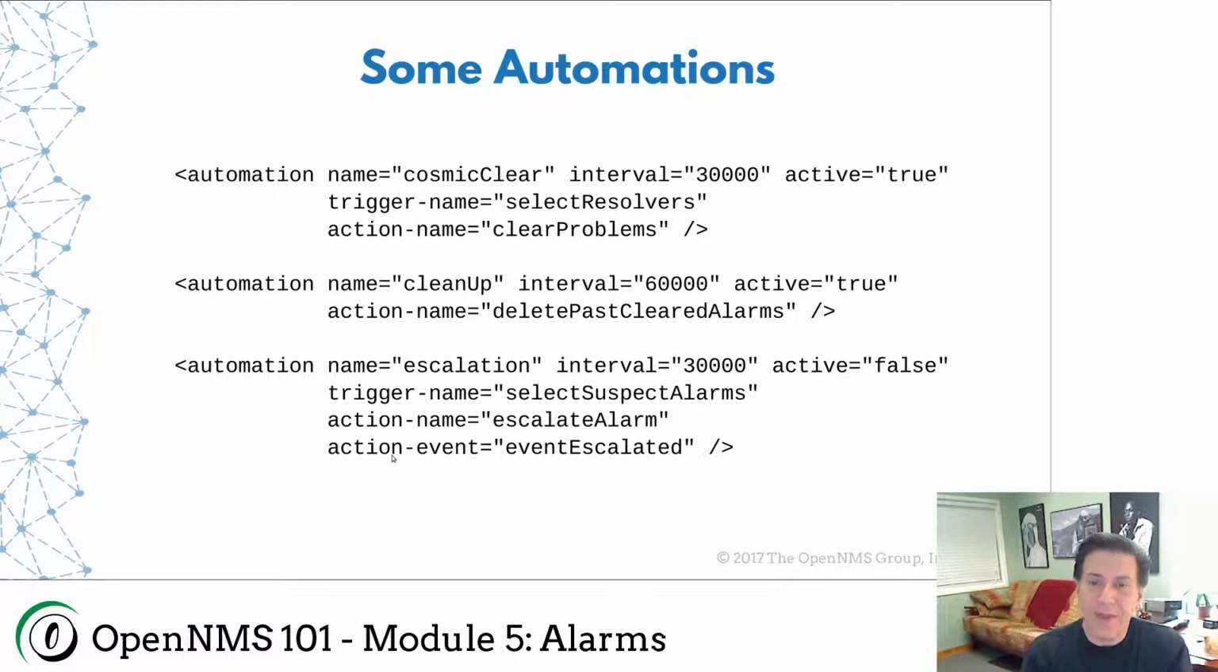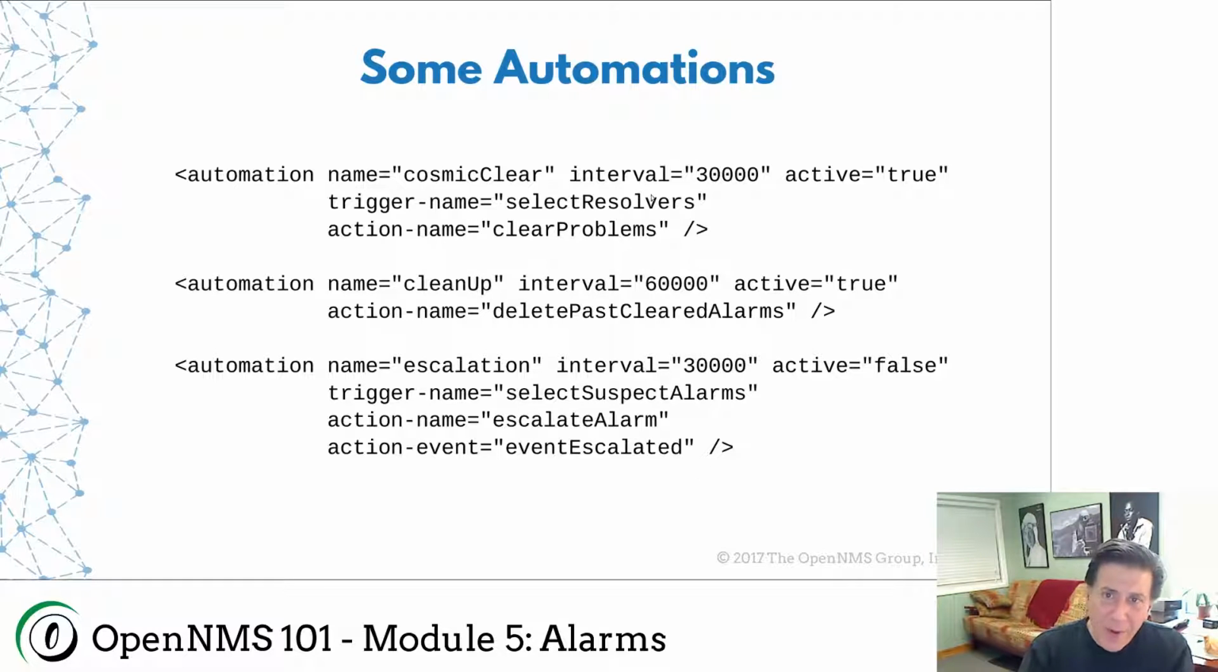Basically what this automation does is say, if an alarm has not been acknowledged in a certain amount of time, escalate it. So if it's a minor, it becomes a major. If it's a major, it becomes a critical. And we can send an event to let somebody know that this alarm has been escalated. I'm going to show you how all that works.